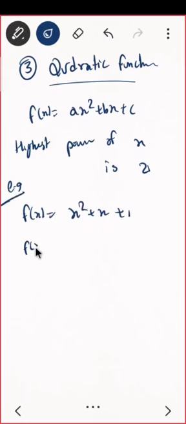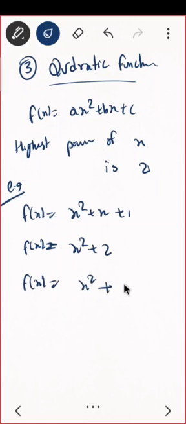Or say f of x equal to x square plus 2. Correct? X square plus 2. There is no term of x, that means b is 0 here. Or f of x equal to say x square plus 3x. This is also a quadratic function because the highest power of x is 2 here, so we will say this is a quadratic function.